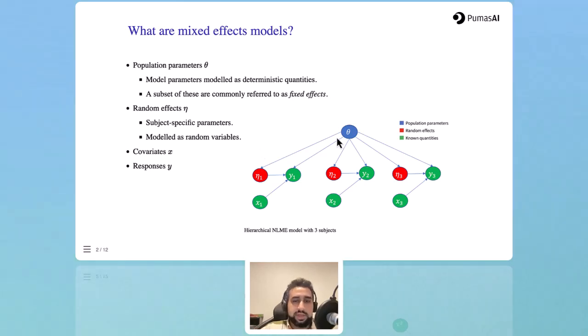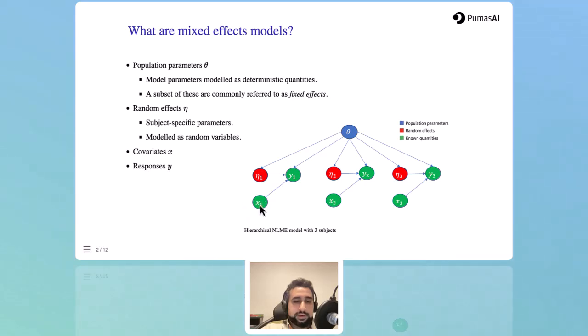So you would think of the typical value for clearance as a population parameter, and then an individual's deviation from the typical value, which could be positive if the person has a clearance that's higher than the typical value, or negative if the person has a clearance that's lower than the typical value. This deviation would be considered an individual parameter. And that also affects the probability distribution of the response for that specific individual.